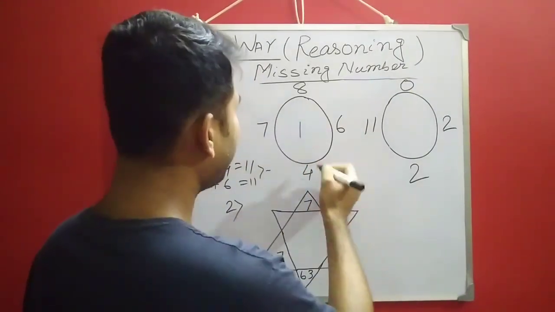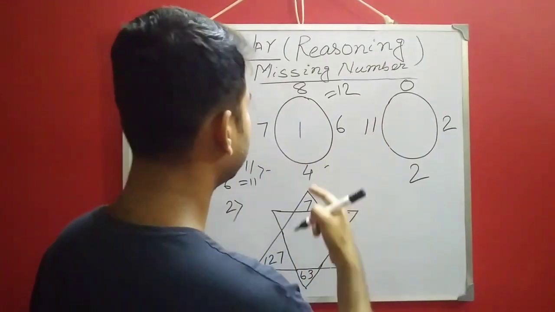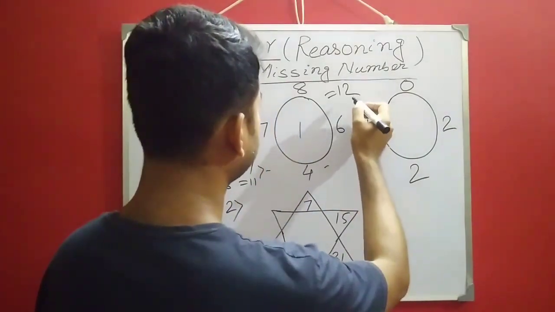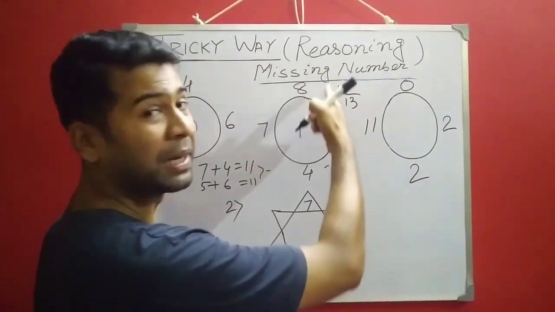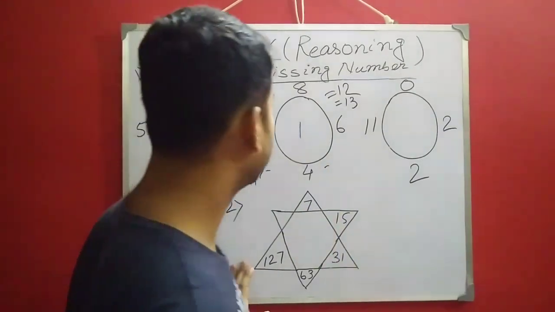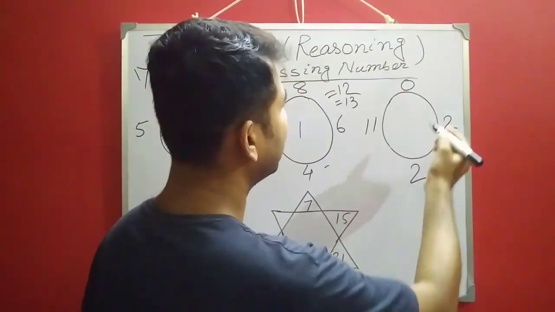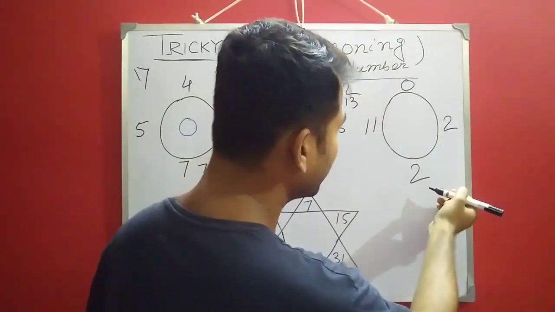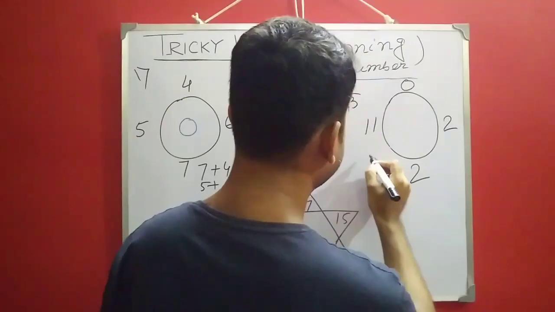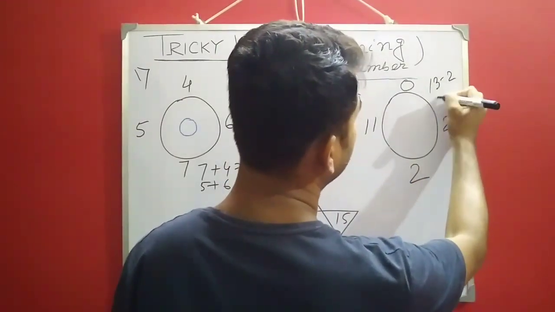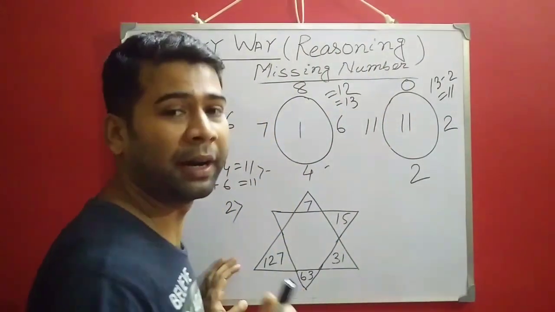So what is it? 8 plus 4 equal to 12, 7 plus 6 is 13. So 13 minus 12 equal to 1. Correct. So this is the right process. What will be the answer for this figure? 0 plus 2 equal to 2, 11 plus 2 equal to 13. So 13 minus 2 equal to 11. 11 will be our answer.